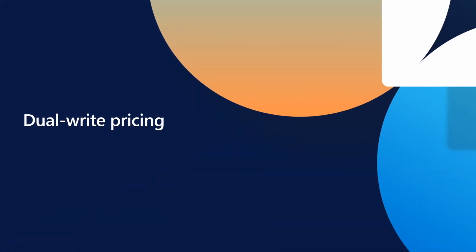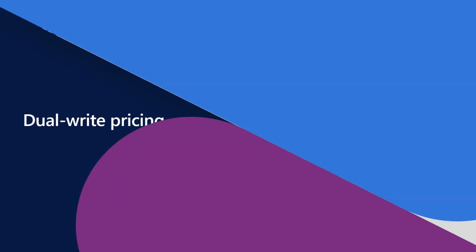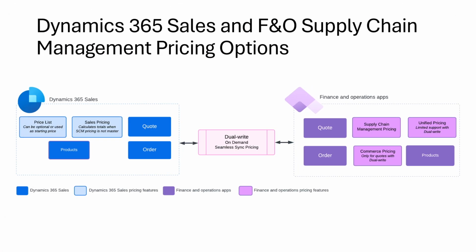Let's spend a few minutes now on the dual-write pricing options and the key parameters for configuring pricing rules for the integration. Finance and operations includes a sophisticated pricing engine that can be integrated with Dynamics 365 Sales out of the box using dual-write. Customers can configure if all price-related calculations should be done in F&O Supply Chain Management app and then sync to sales, or whether sales could do selective price-related calculations for quotations and sales orders. Within Dynamics 365 Sales, products would be integrated unidirectionally from F&O, and price lists can be optional or can even be used as a starting point until the F&O pricing engine integration is triggered.